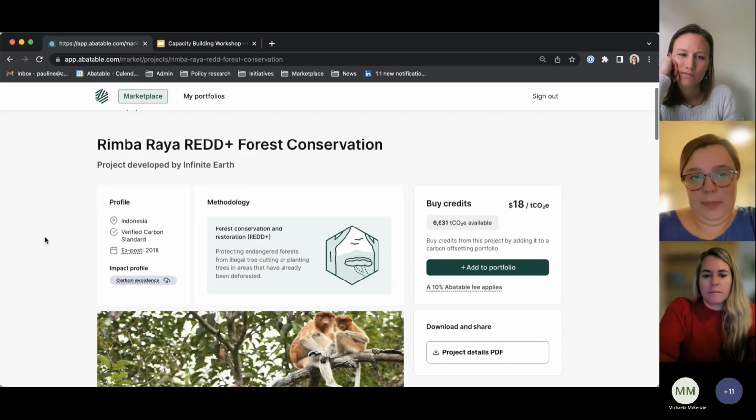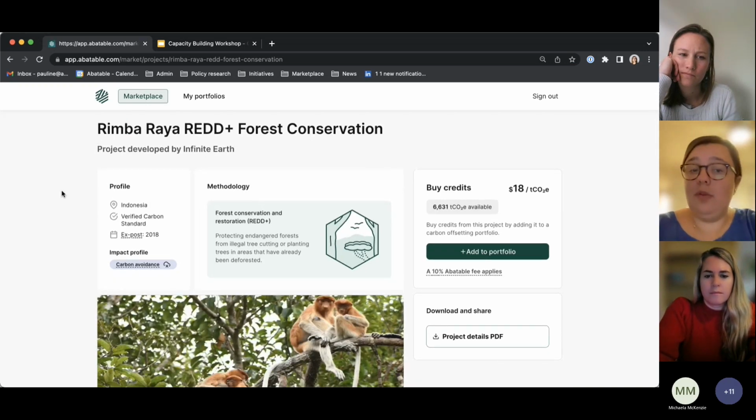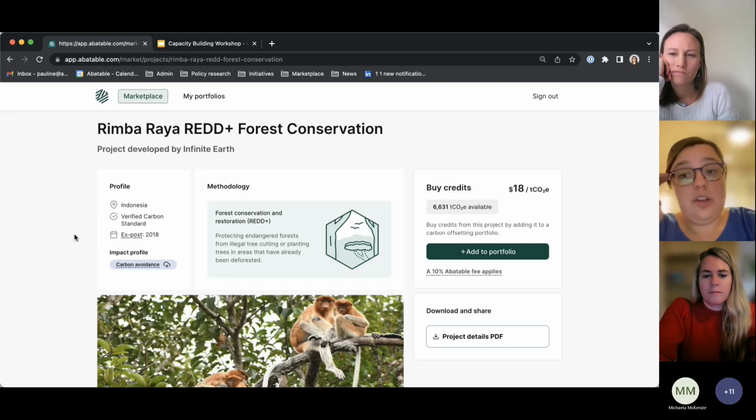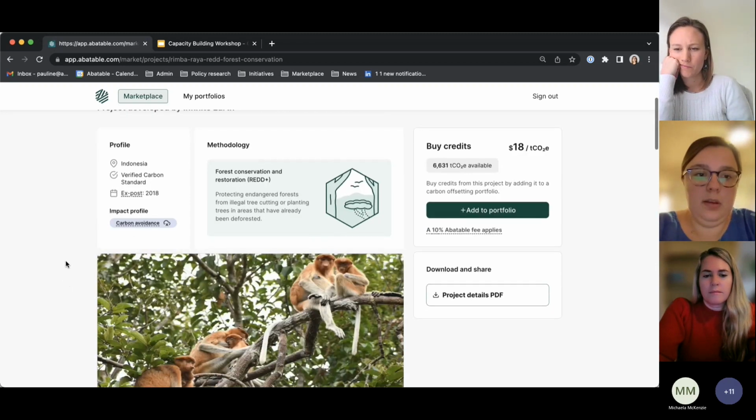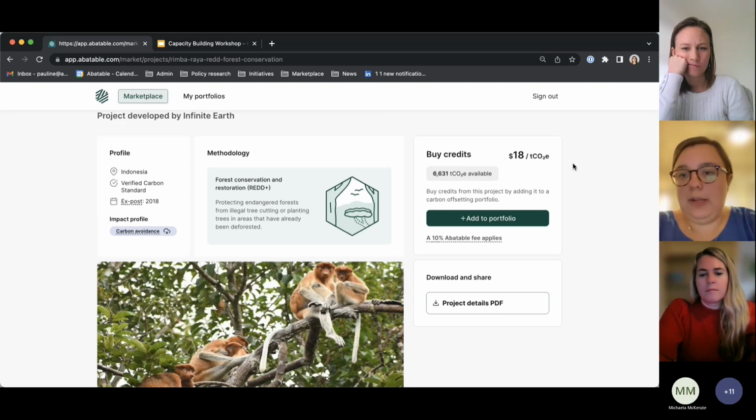So this is one of the project pages for our Rimbaraya project, which is a very popular project, very high quality, always in high demand. It's developed by an organization called Infinite Earth, which is an NGO. It's based in Indonesia. It is verified by Verra, or Verified Carbon Standard. The ex post means that the credits were actually issued in 2018. So these were verified and issued in 2018, which is fairly recent in the world of carbon markets. It's an avoidance credit, not removal. Methodology, you can see how much you can buy.